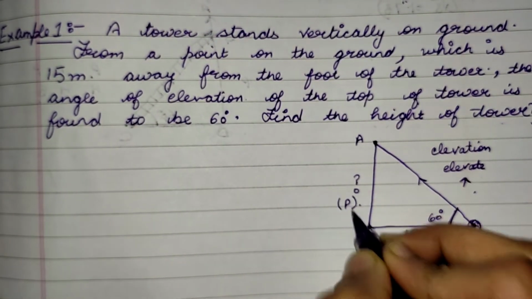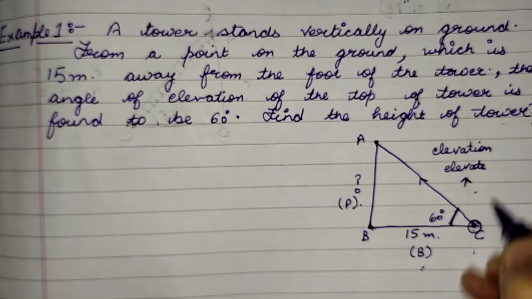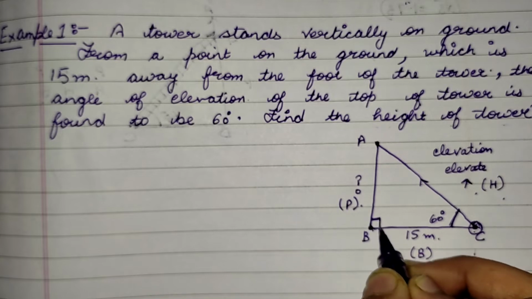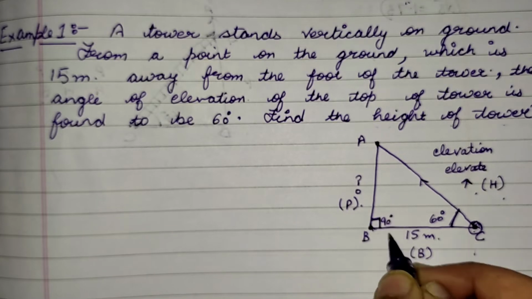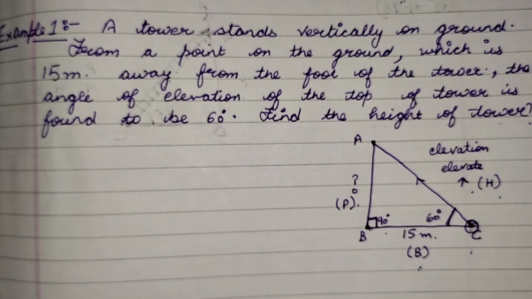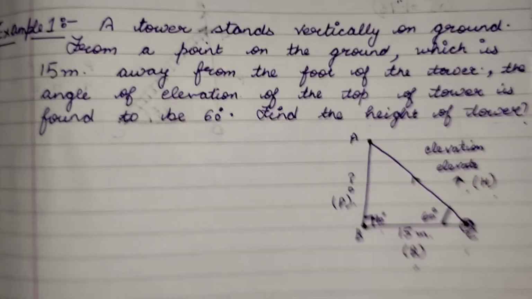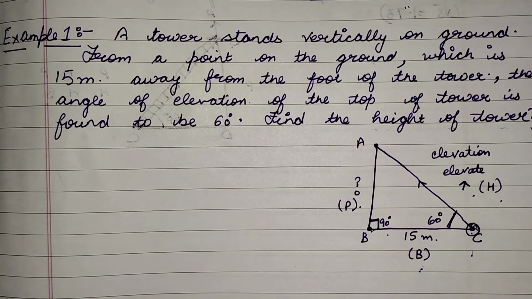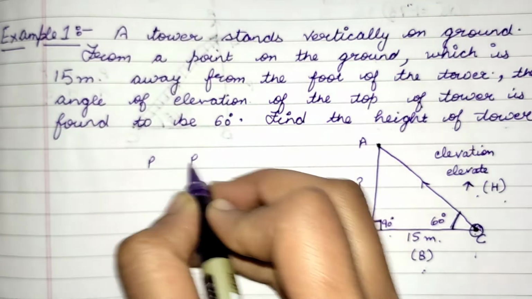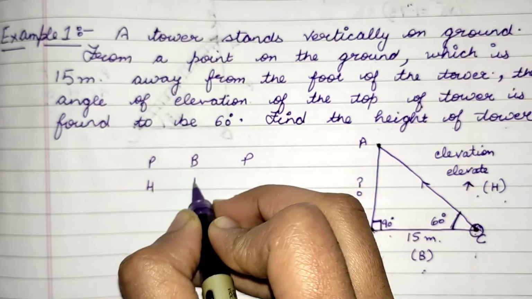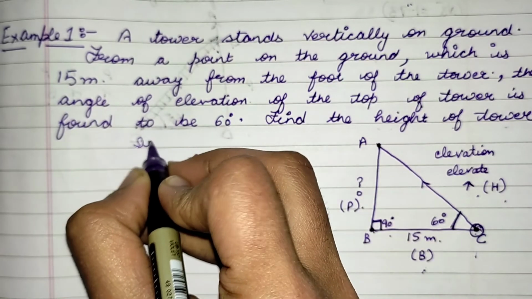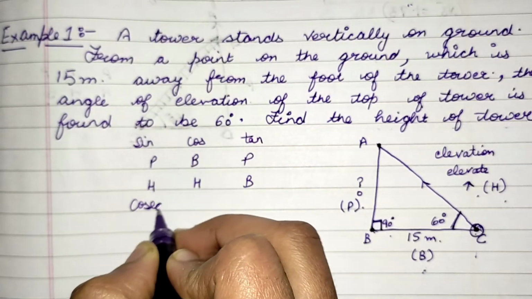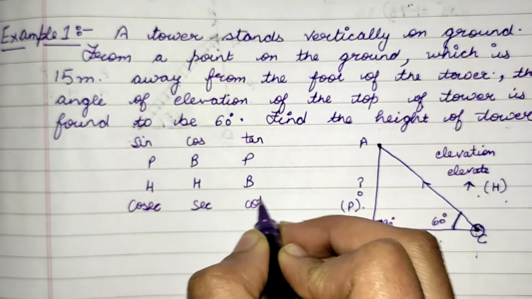So according to Pythagoras, this is my perpendicular, this is my base, and this is my hypotenuse. Why? Because the tower makes an angle of 90 degree with the ground, because towers generally stand straight on the ground. Now, to find this perpendicular P, which trigonometric ratio can you use? Sine, cos, tangent, cosec, secant or cot?